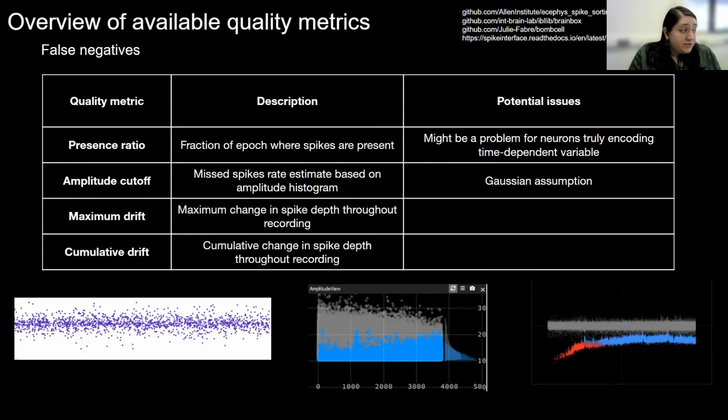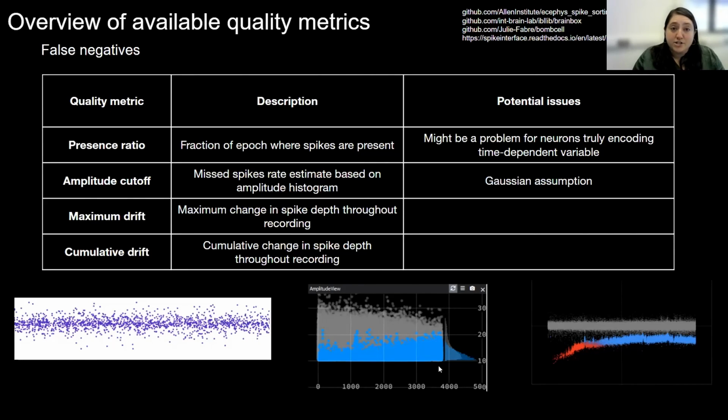All right, and then amplitude cutoff, which Julie mentioned a bit. So this is basically a missed spikes estimate based on the amplitude histogram of the neuron. I'm just showing a screenshot from Phi here. You can see that this distribution of the neuron's amplitudes is sharply cut off at the bottom here. So there are spikes that were missed that fell below the detection threshold.